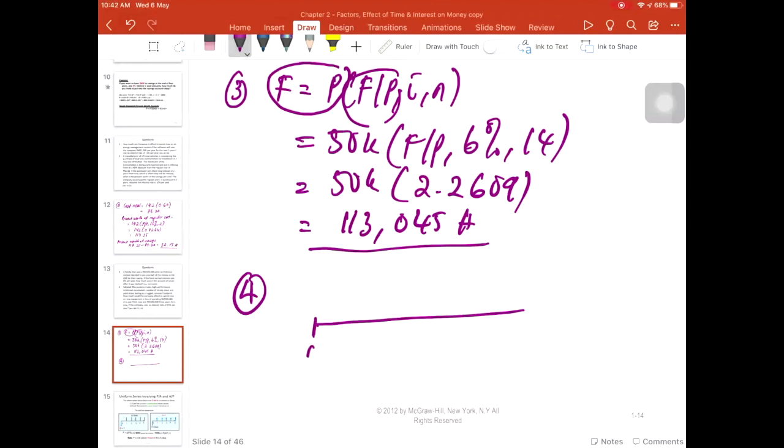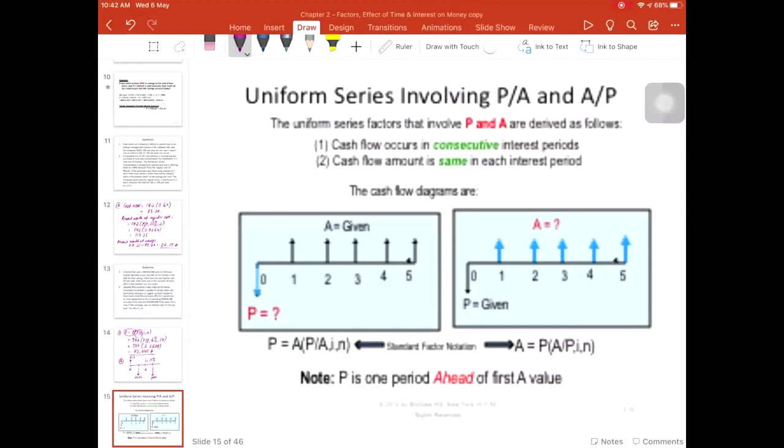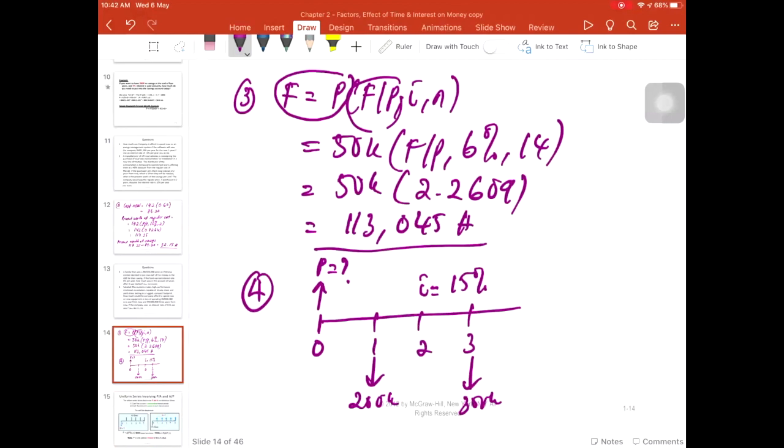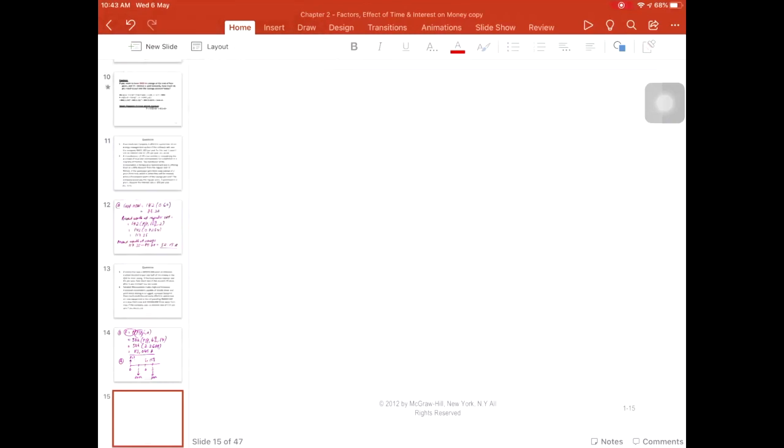Diagram tu kosong, 1, 2, 3. You have to find P, correct? After year 1 you have to spend 200,000 ringgit. Year 3 another 300,000 ringgit. I is 15%. So you will get the full mark. So what is the answer?